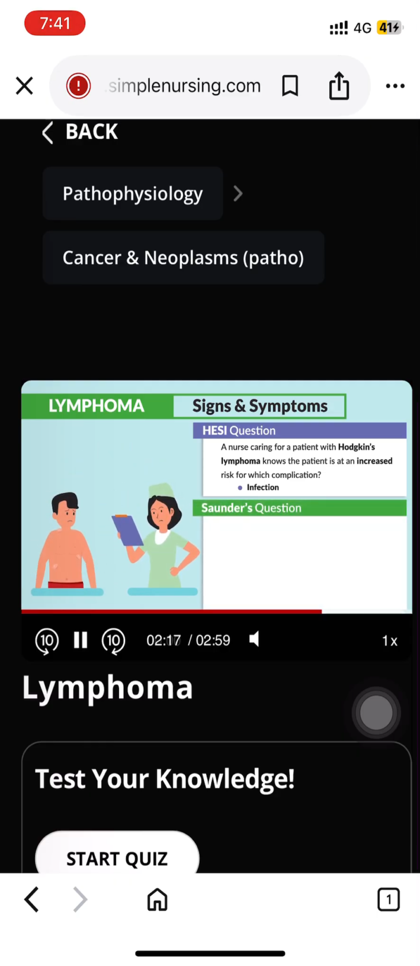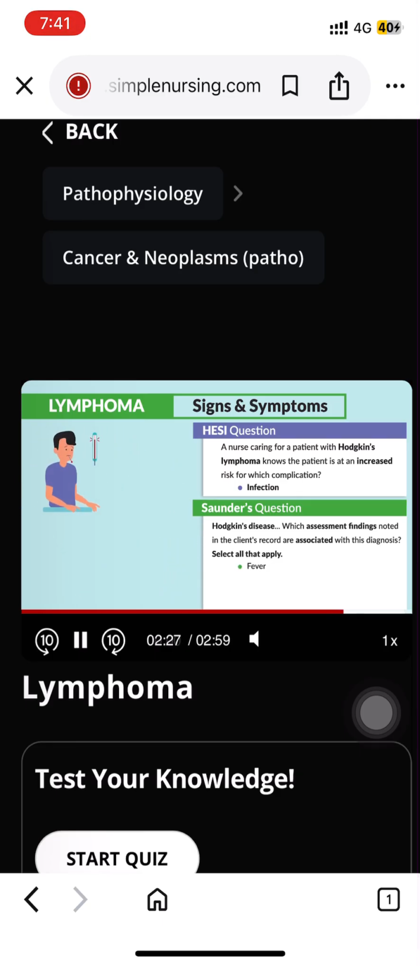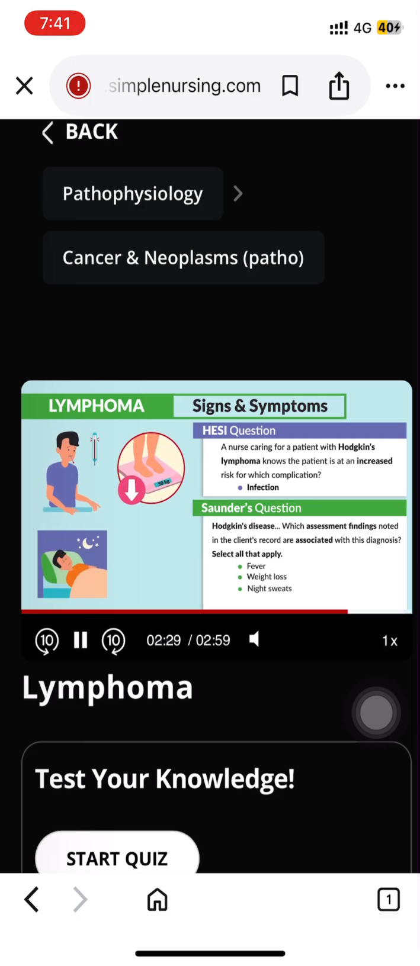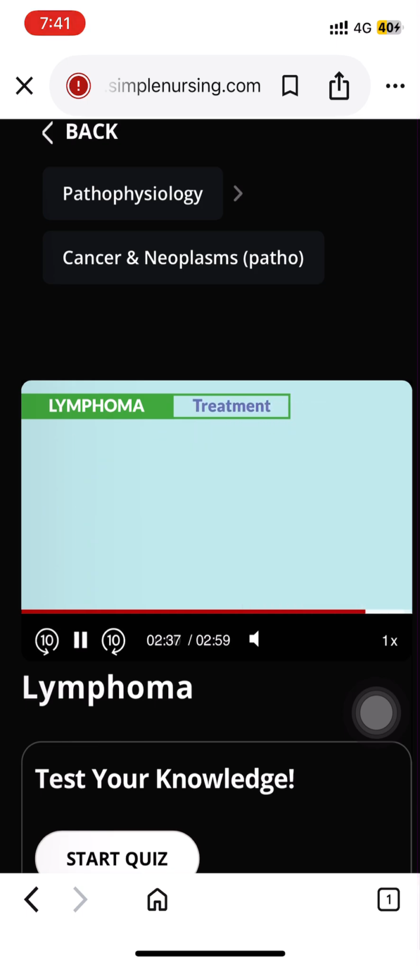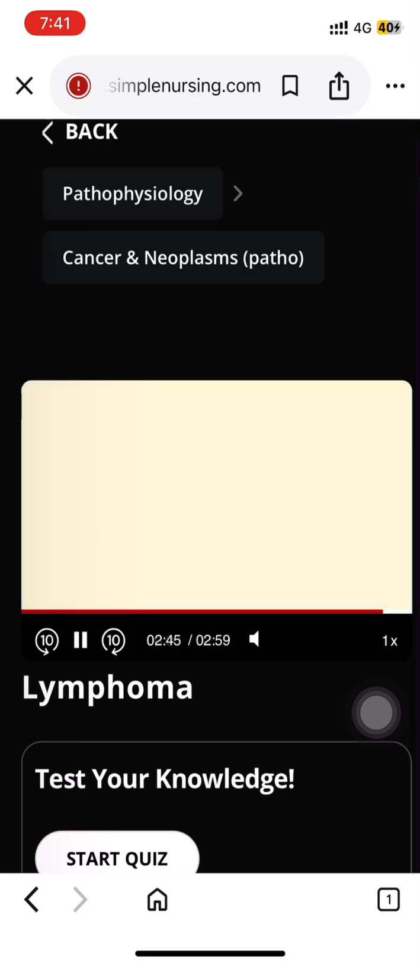And Saunders mentions, Hodgkin's disease, which assessment findings noted in the client's record are associated with this diagnosis. Select all that apply. So we have fever, weight loss, night sweats, and enlarged painless lymph nodes. So be sure to know those key terms. Now for the treatments. Just like nearly all cancers, clients are treated with chemotherapy and radiation, which we cover in a separate video.